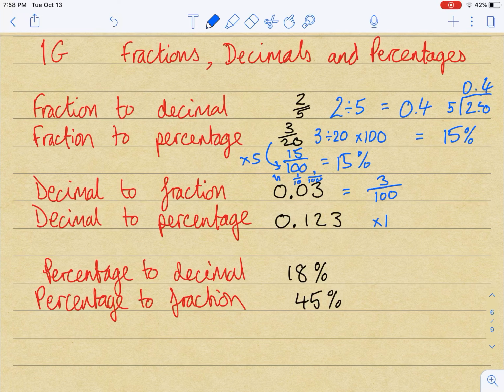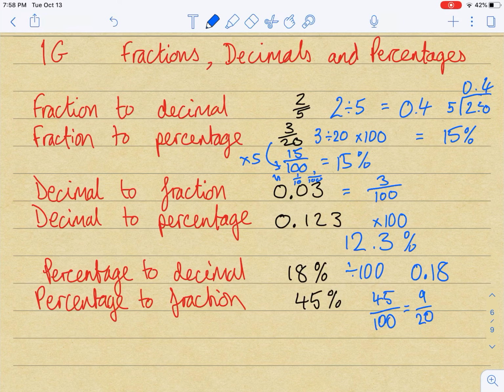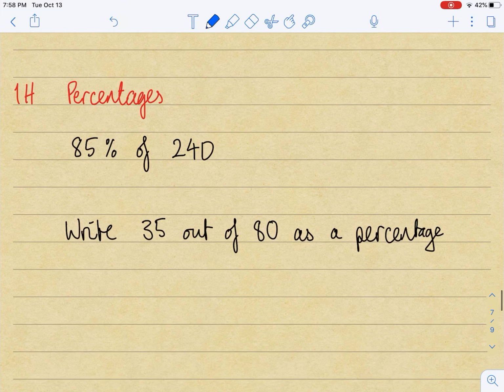Decimal to a percentage, just times by 100. And so this one, 12.3%. That's one of the easy ones. Percentage to decimal, just divide by 100. So this is 0.18. Percentage to a fraction, well, percent means out of 100. So 45% means 45 out of 100. And then we could simplify, divide by 5, divide by 5, 9 over 20. And that's converting between fractions, decimals, and percentages.